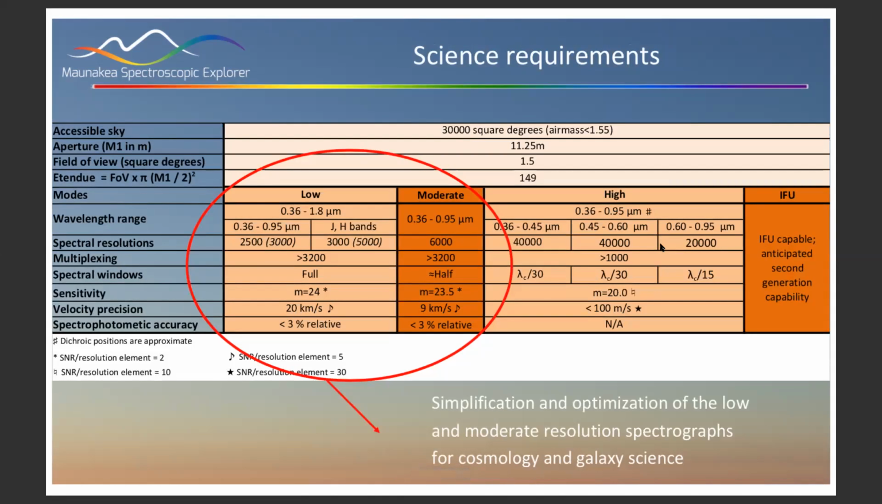For the cosmology program, we are working on both the simplification and the optimization of the low and moderate resolution spectrograph. Basically, you have one spectrograph, but you can change the grating to improve the resolution. But in this case, you can cover only half of the wavelengths. So the idea is really to go to a single spectrograph.